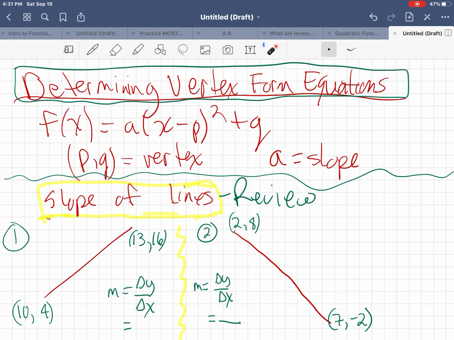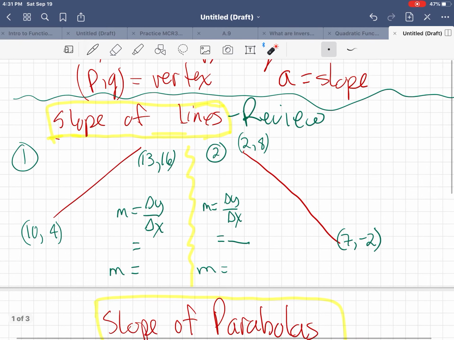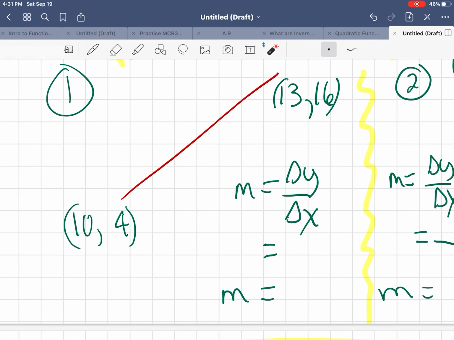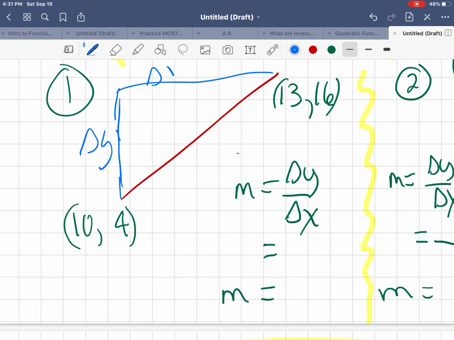So let's just do a really quick review on how to get slope of lines. I'm going to focus on this one here to begin. I want to get the slope of that line segment. This right here would be delta y, this right here would be delta x, and we know the definition of slope is delta y over delta x.